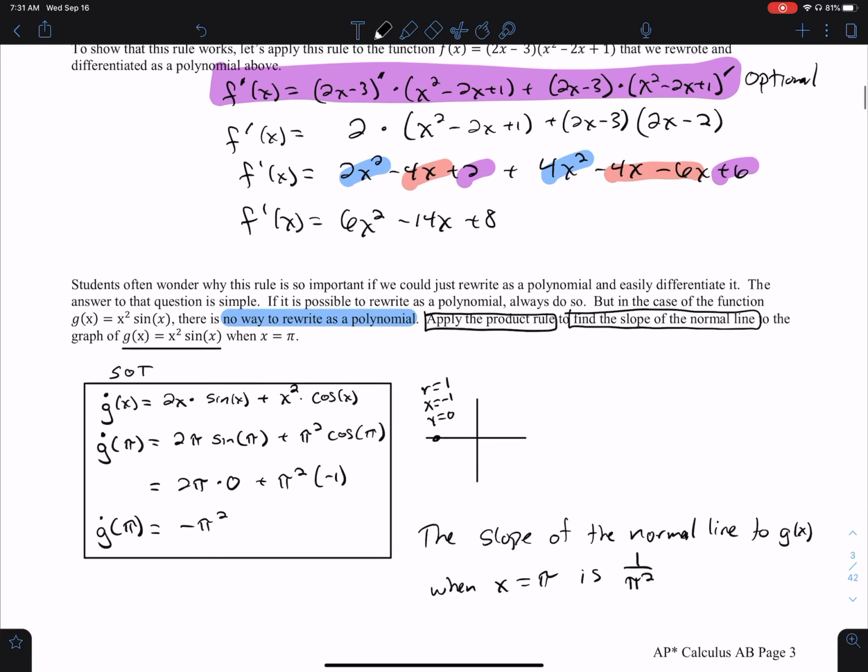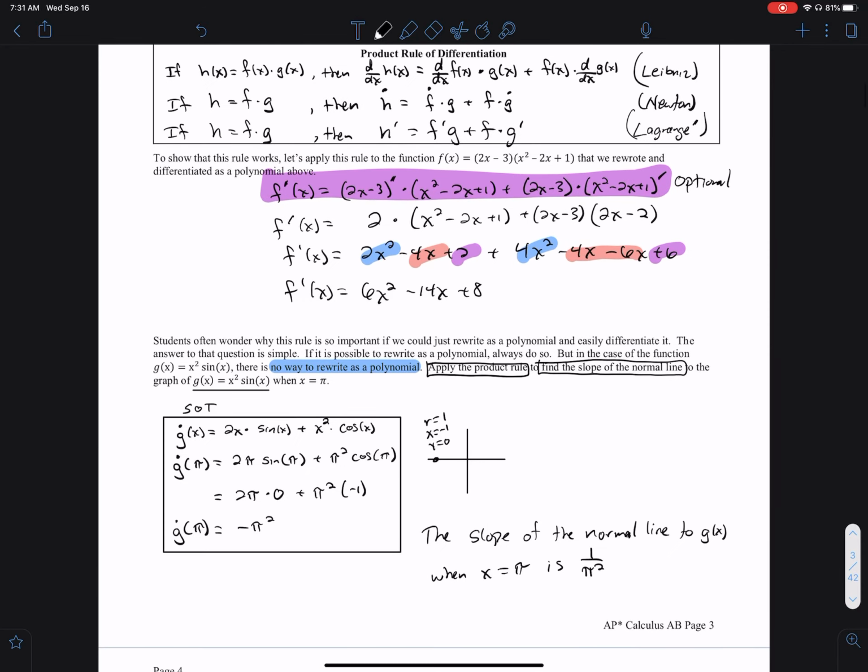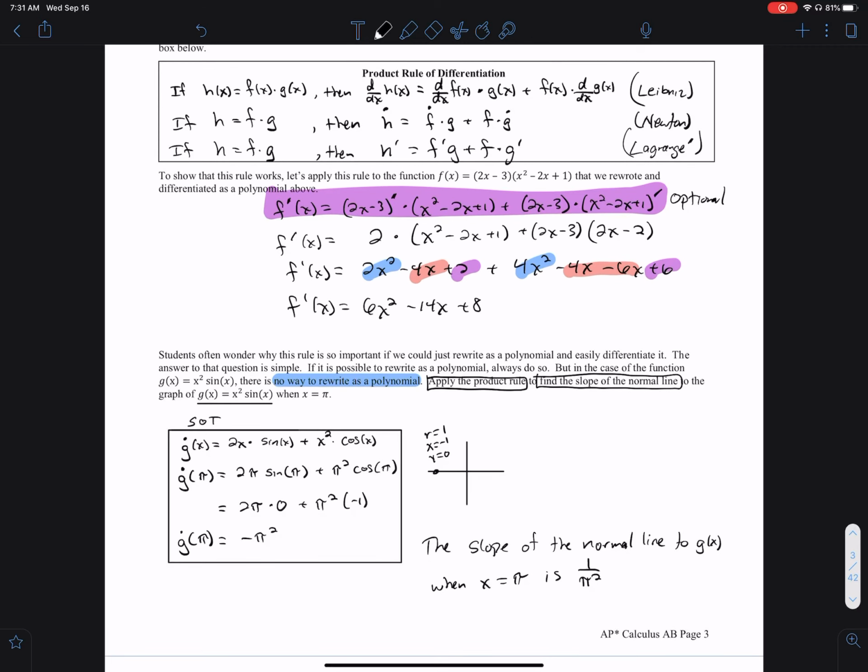All right, that concludes the first video for these notes. This is an introduction of what the product rule is and when you have to apply it and when you could apply it. This is video 1 of 4 for section 3.1.